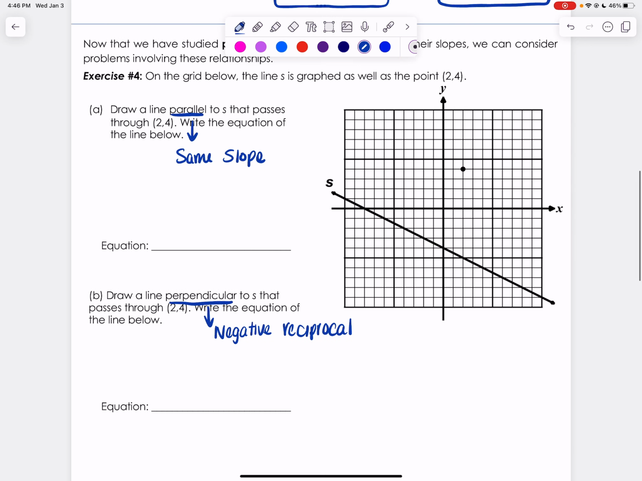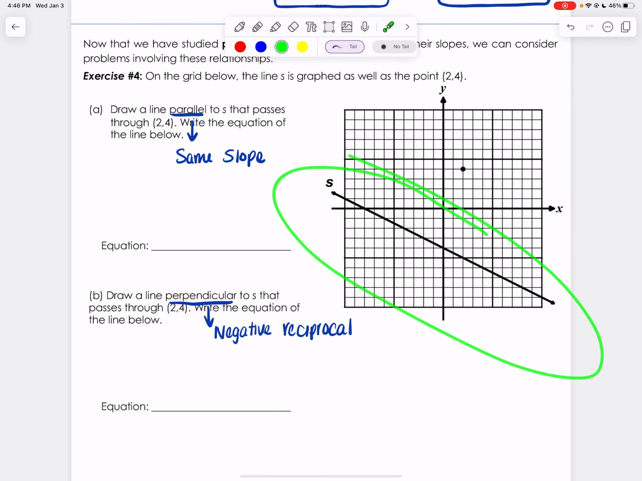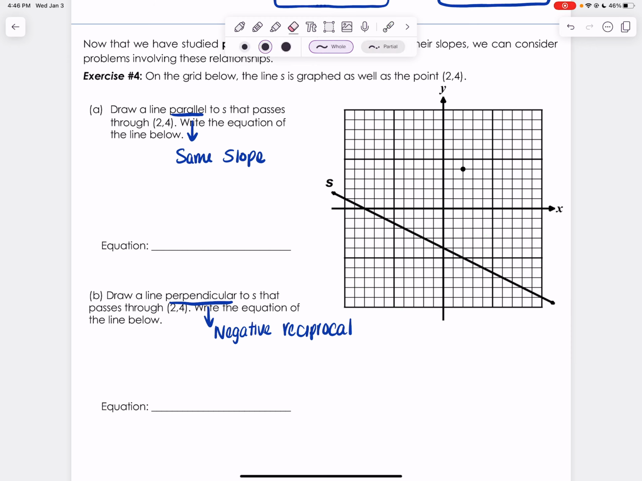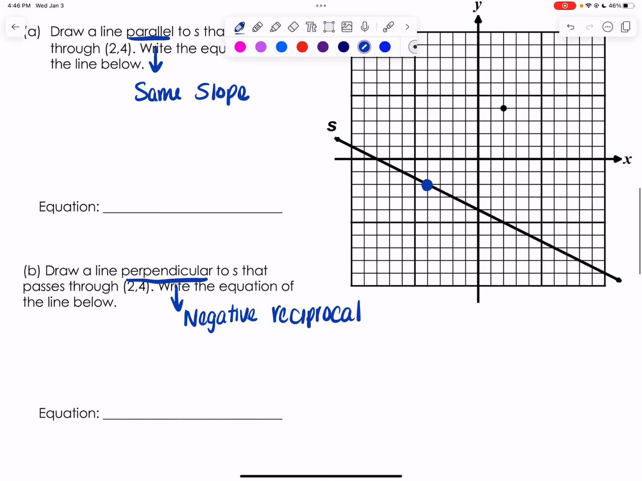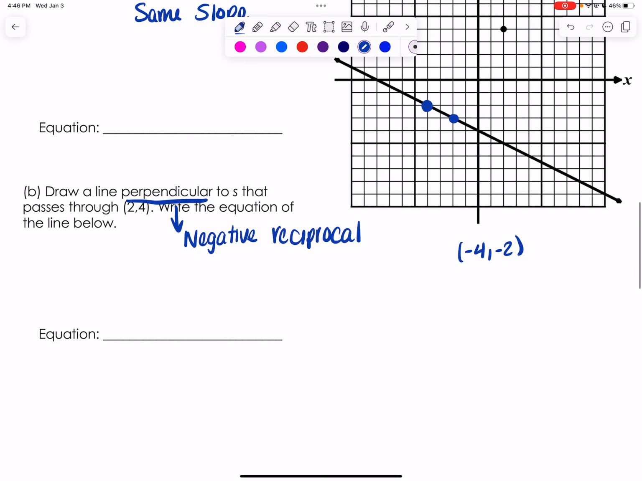And we want them to be parallel or perpendicular to this line right here, which is S. Now, if we look, we don't know what the slope of S is, but we can see that we have some points on there that will help us find this slope. So if I look right here, this could be considered a nice point, which is negative 1, negative 2, negative 3, negative 4, negative 2. So I have negative 4, negative 2. And then I have this point right here, which is negative 2, 1, 2, 3. Negative 2, negative 3.